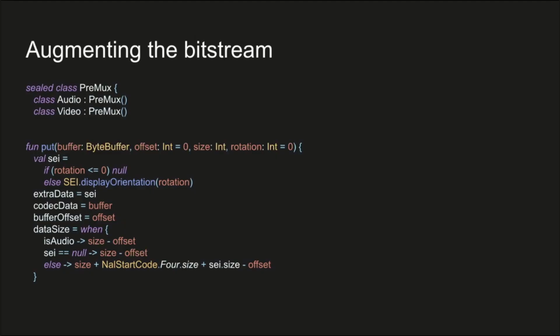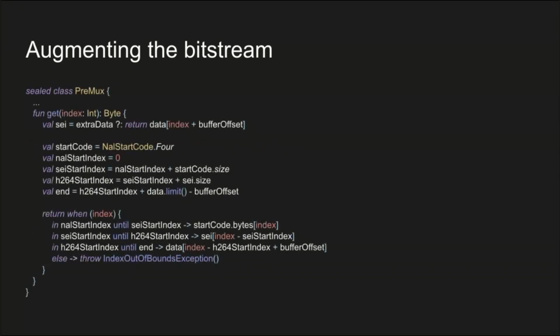Now, because ultimately what I'm trying to create is a different implementation of a byte random access, when I actually want to get information out of this, the implementation is just, again, using Kotlin's incredibly powerful pattern matching. If my NAL start index is within 0 and my SEI, I'm not going to actually read from my byte buffer. I'm going to read from the SEI information. And again, notice this is constant time because this premux is a wrapper around a byte buffer and some extra metadata.